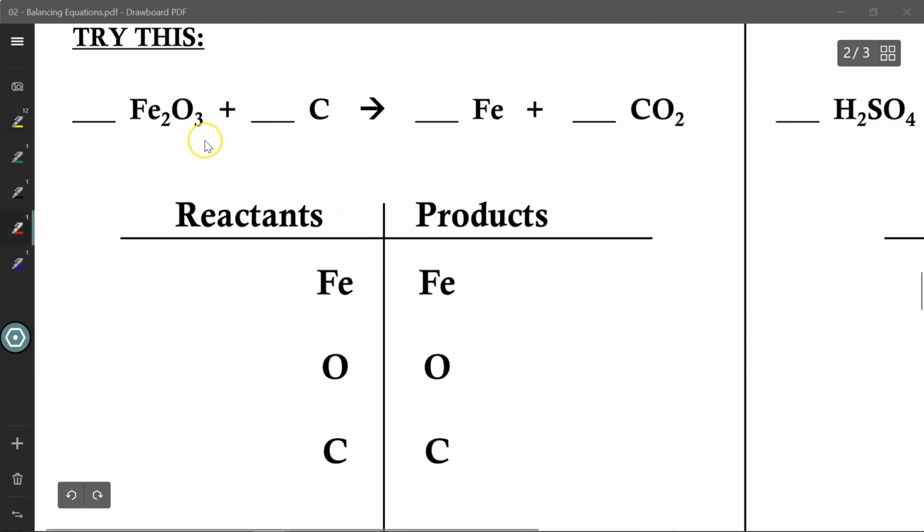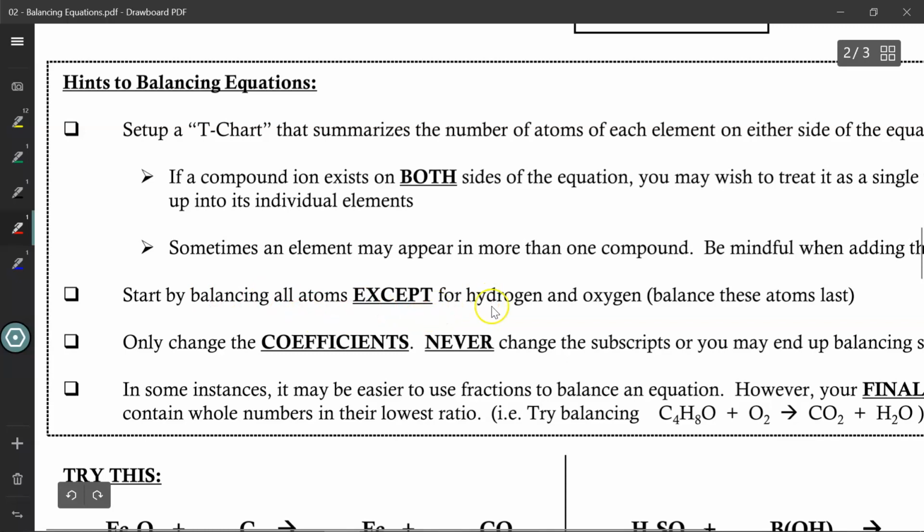So first I'm going to write out how many atoms of each element are present. 2 irons, 3 oxygens, 1 carbon on the reactant side, the left side. 1 iron, 2 oxygens, and 1 carbon on the product side, the right side. Obviously this is not balanced yet. The number of oxygens don't match up and the number of irons don't match up. So the hint says to balance everything except for hydrogen and oxygen, leave those for last.